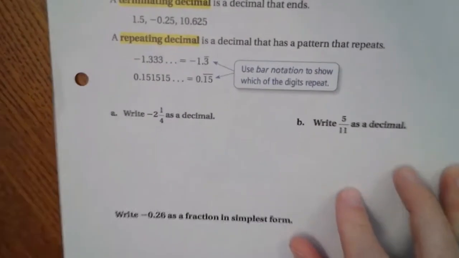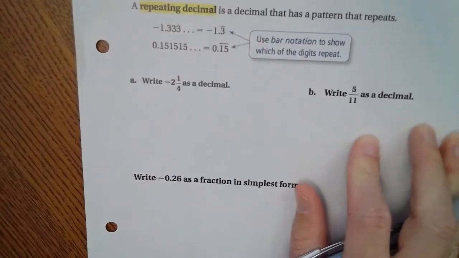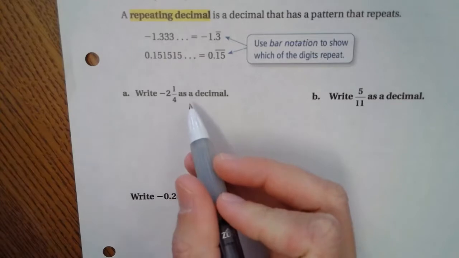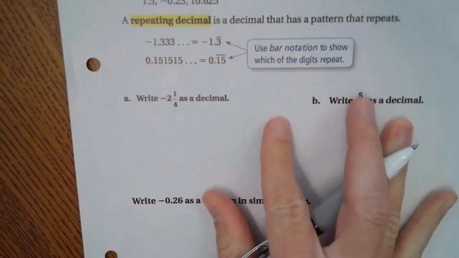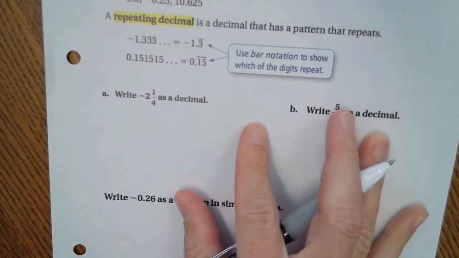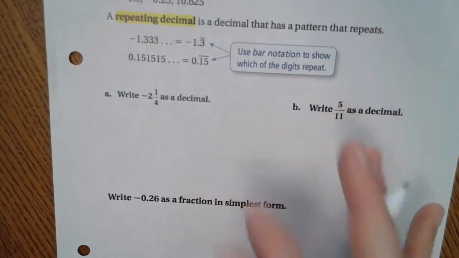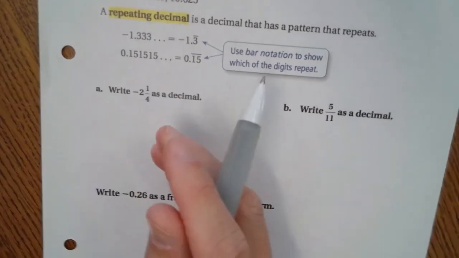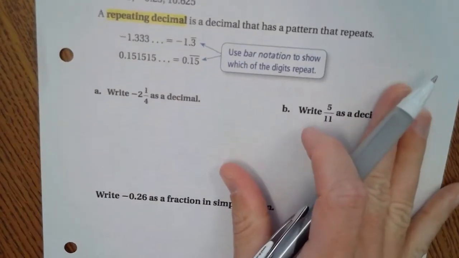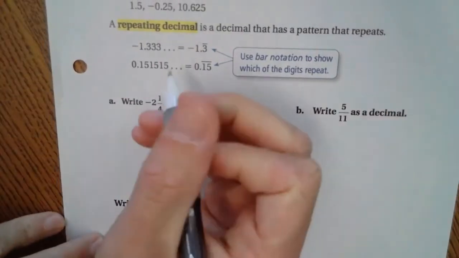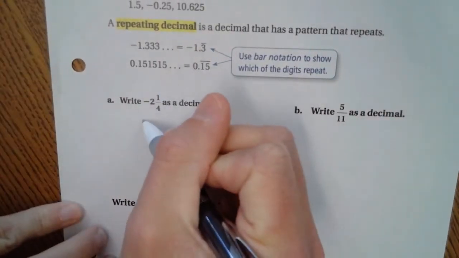My first question, question A, says write negative 2 1/4 as a decimal. Alright, so the first thing I'm going to do is change this mixed number into an improper fraction. Remember, to do that, I'm going to multiply 4 times 2 plus 1. So 4 times 2 plus 1 gets me 9. So I have 9 over 4.